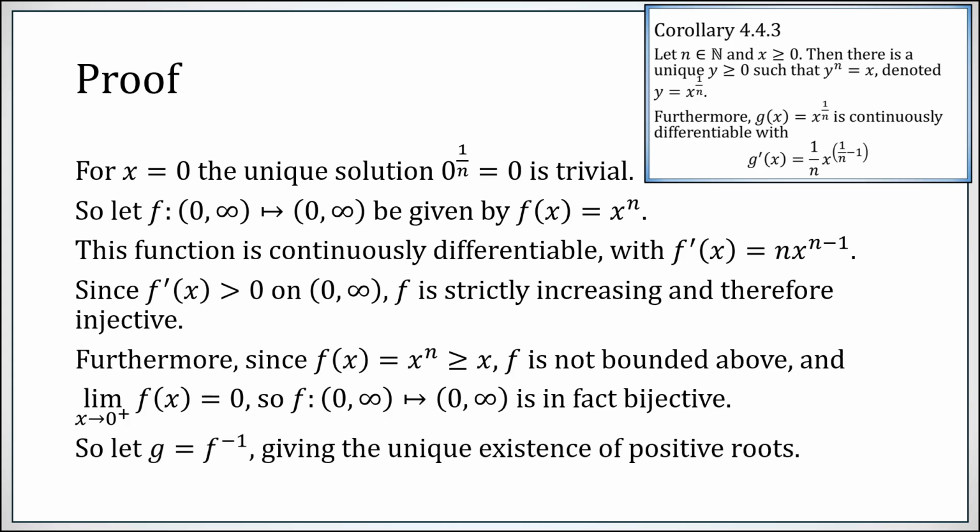Now let's let g be the inverse function. Because we have a bijective map f, it has an inverse. So let g be that inverse. We now have a unique non-negative root. And in fact, because we have excluded 0 here, for positive x's, there is a unique positive nth root of x, given by this inverse function.